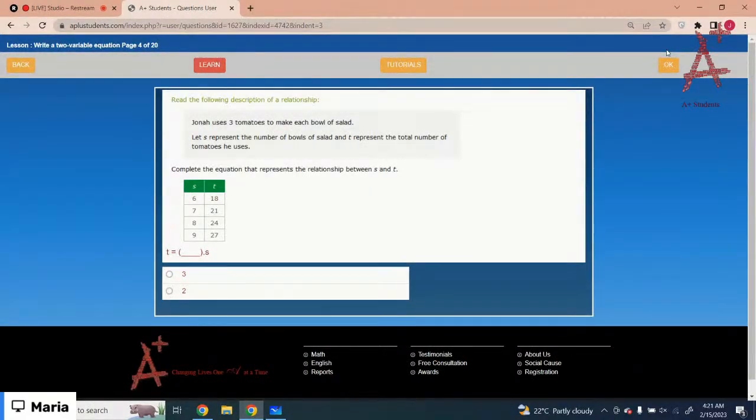6 times what number is 18? 6 times 3 is 18. 7 times 3 is 21. 8 times 3 is 24 and 9 times 3 is 27. Got it? That means for each value of S, you are going to multiply by 3. So it would be T equals 3 times S. Got it? The correct option is 3. Just select the correct option and click on the OK button.